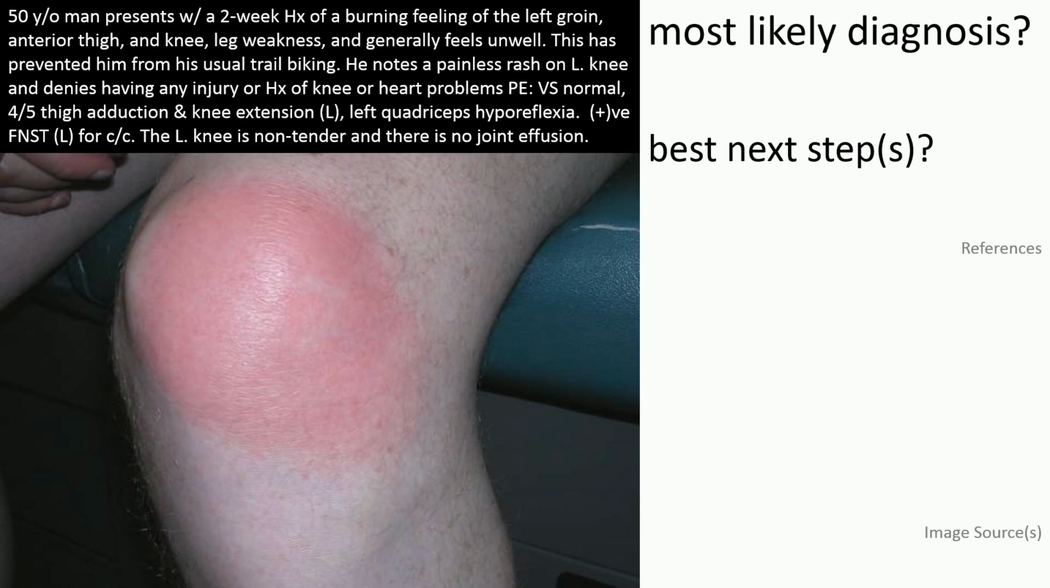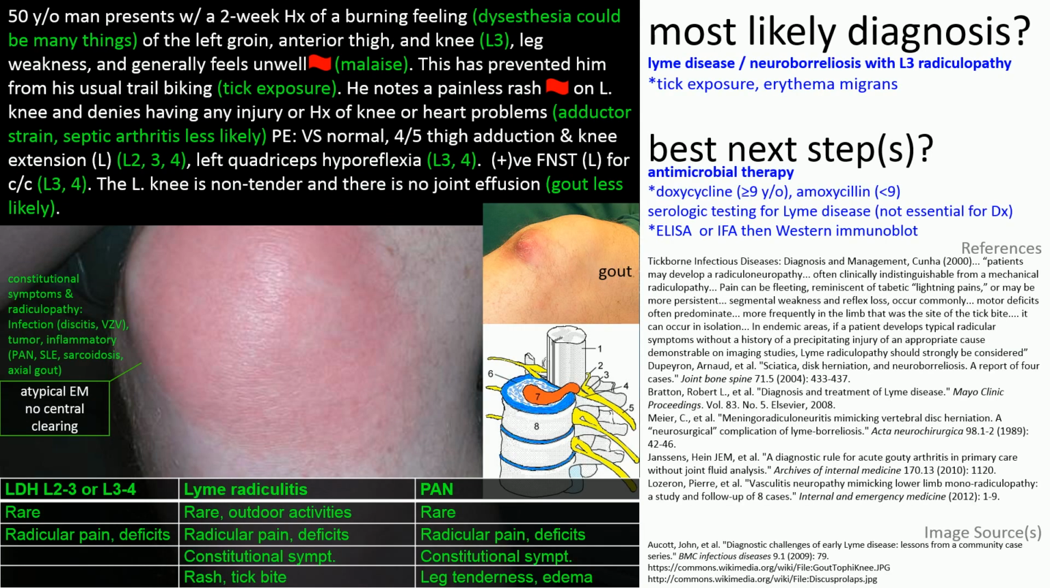Thigh adduction strength is grade 4 out of 5, and knee extension on the left is also 4 out of 5 strength, and there's hyporeflexia of the left quadriceps. There's a positive femoral nerve stretch test on the left side, which reproduces his chief complaint, and the left knee is non-tender, and there is no joint effusion. So what we're looking at here is a pretty clear disorder of the L3 or L4 nerve root. The question is, what is causing it?